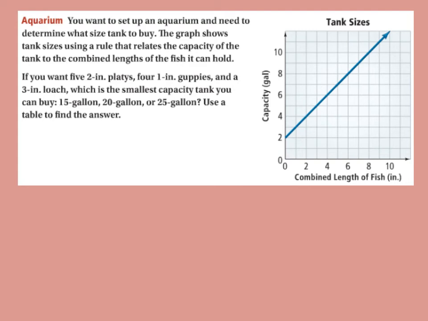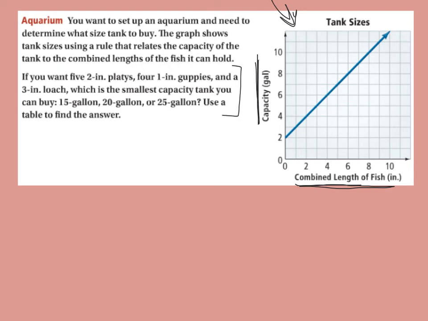So I would have to use this graph to help me solve this problem right here. It's telling me in this graph, first I have to be able to read my graph. On the bottom it's saying combined length of my fish. And on the side it's saying what's the capacity of your aquarium that you can buy, knowing these are the lengths. In here it's telling me I have different fish I want to buy.